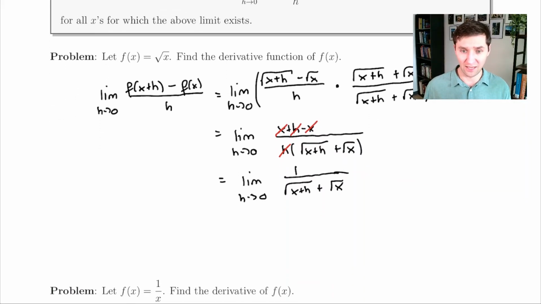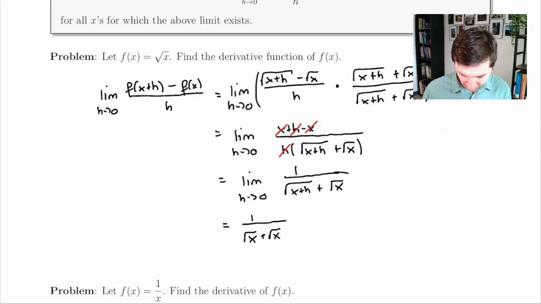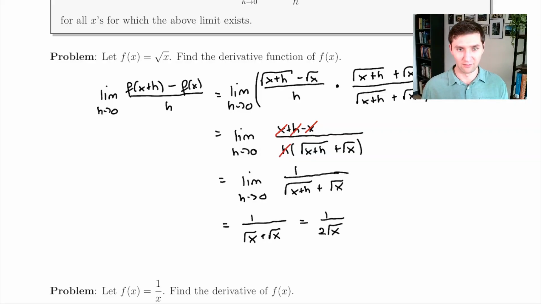Now I plug in h equal to 0, and I get 1 divided by square root of x plus square root of x, which gives me 1 over 2 square root of x. The derivative of the function square root of x is another function, 1 over 2 square root of x.